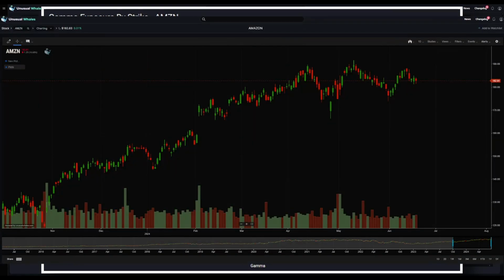We can actually see here on the daily chart how those daily candles are pretty uniform and small. There's been a steady uptrend without much volatility day to day.